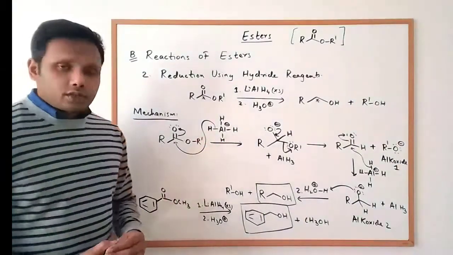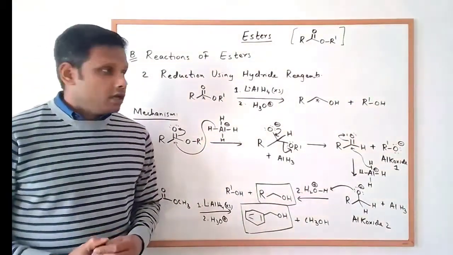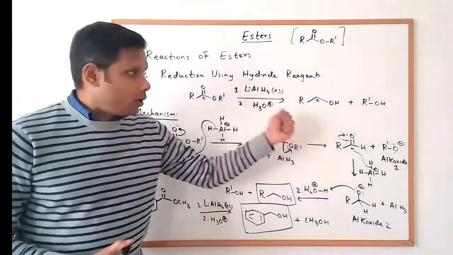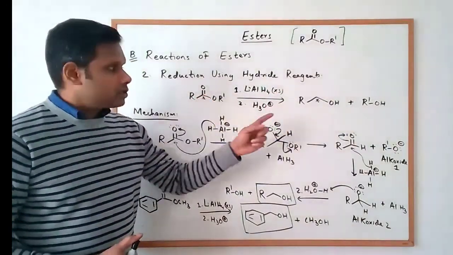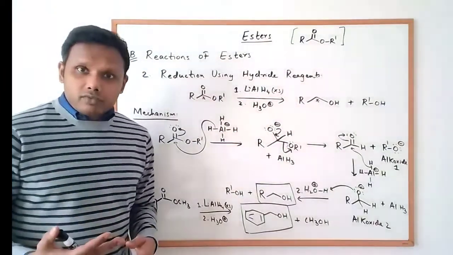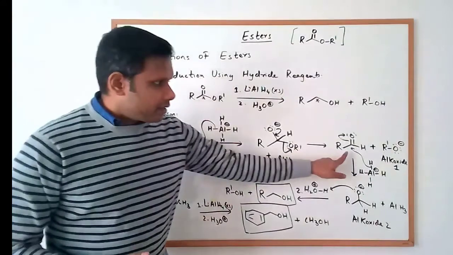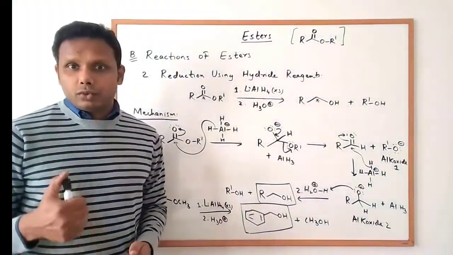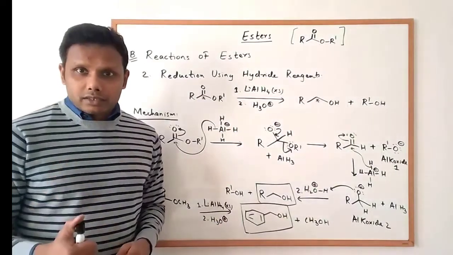So we looked at the reduction using lithium aluminum hydride, which helps us convert the acyl carbon in an ester into an alcohol carbon. What if we wanted to stop at the aldehyde and not go further? How would we do that? We're going to look at that next.